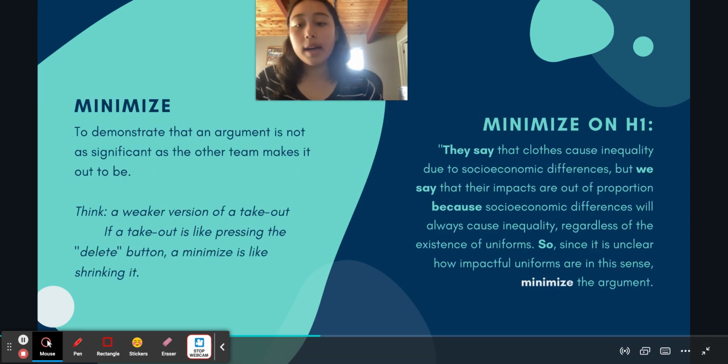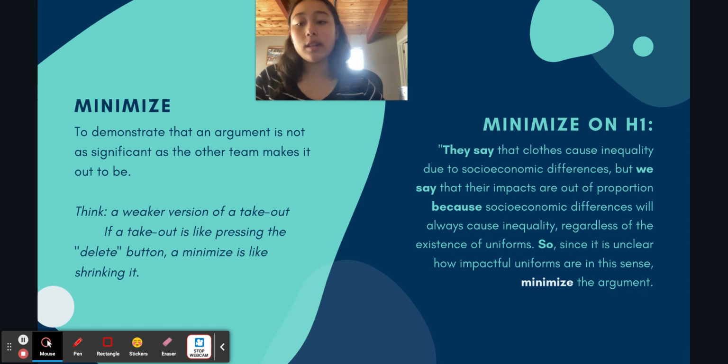Then we have a minimize. This is where you're going to demonstrate that the argument is not actually as significant as the other team makes it out to be. It's like a weaker version of a takeout. So instead of pressing delete, you're just going to be shrinking it. Now, typically, if you can take something out, you're going to want to take it out because minimize is just kind of weaker. However, you can't always deny something is true, which is what a takeout does. Rather, a minimize just says that it's not as big as the gov-op is painting it to be.